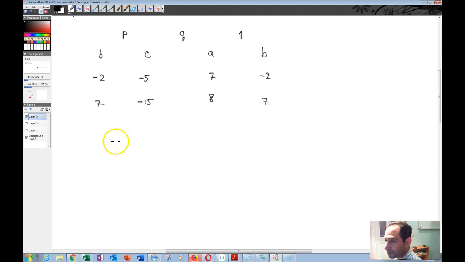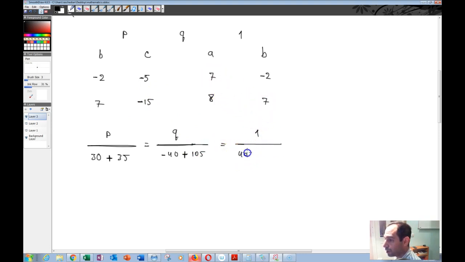So then what you can do is write this as p over 2 times 15 is equal to positive 30 minus negative 35, so plus 35, is equal to q over negative 40 minus negative 7 times 15, which is equal to 70, 35 is 105, is equal to 1 over 49 minus, and here you get a negative, so plus 8 times 2, that's 16. So that's 49 plus 16.